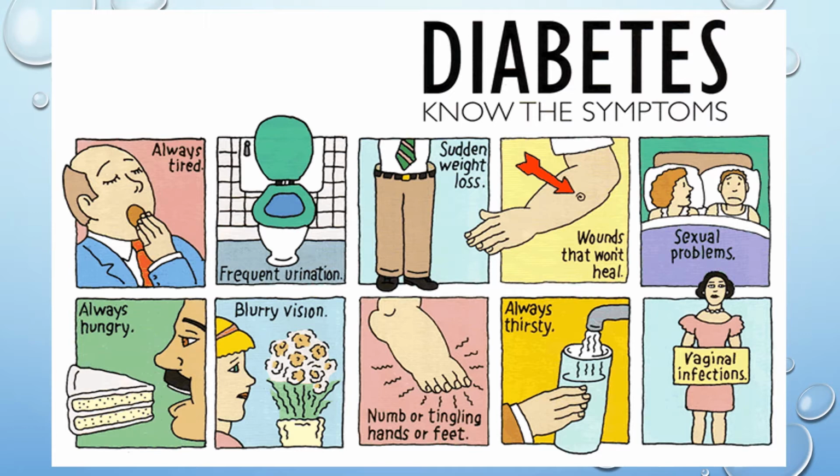Hyperglycemia, uncontrolled diabetes, causes weight loss. Wounds are not going to heal as quickly. They may have sexual problems. They're always hungry. May have blurred vision, could be hypo or hyper as far as that. Uncontrolled leads to numbness and tingling of the hands and feet, which is your diabetic neuropathy. And then your blurry vision can lead to diabetic retinopathy. They're always thirsty, and then vaginal yeast infections for females that they can get with uncontrolled blood sugars.